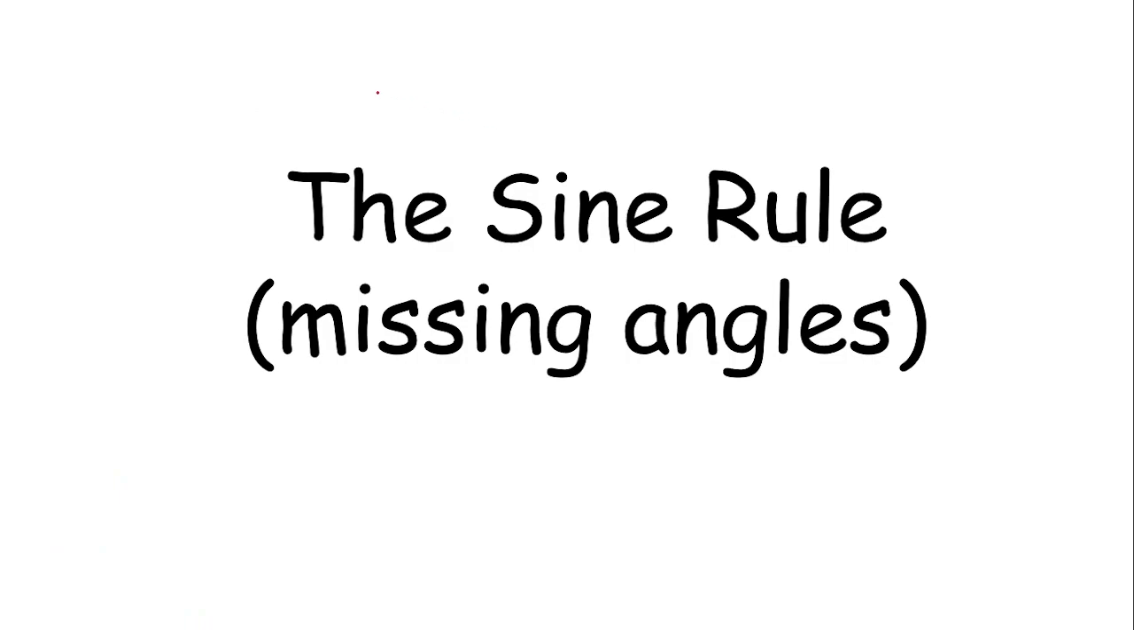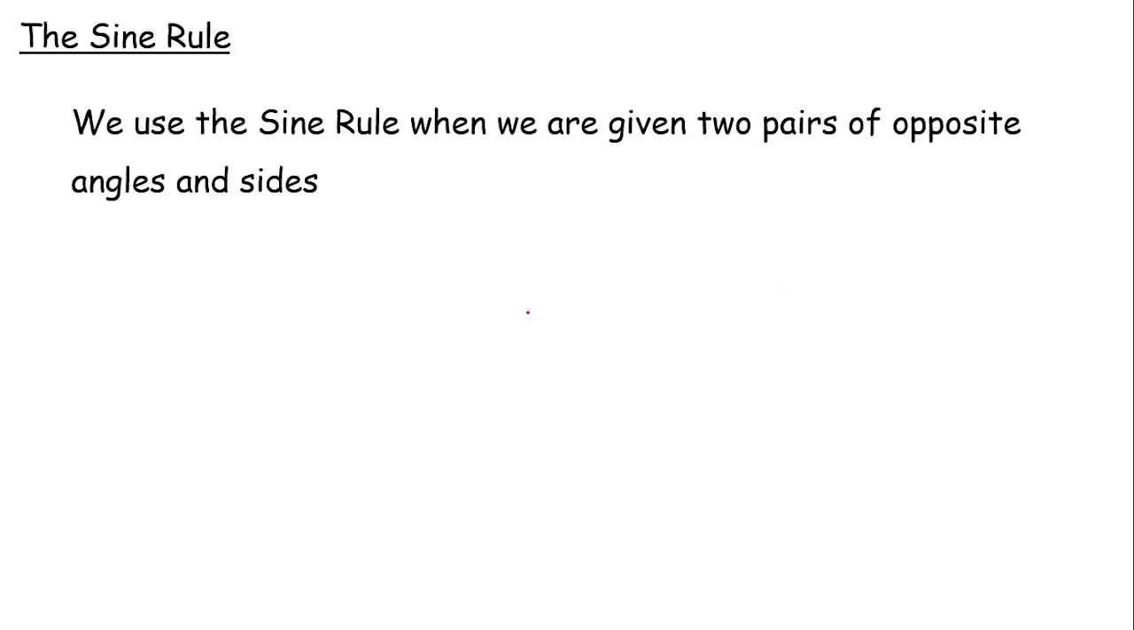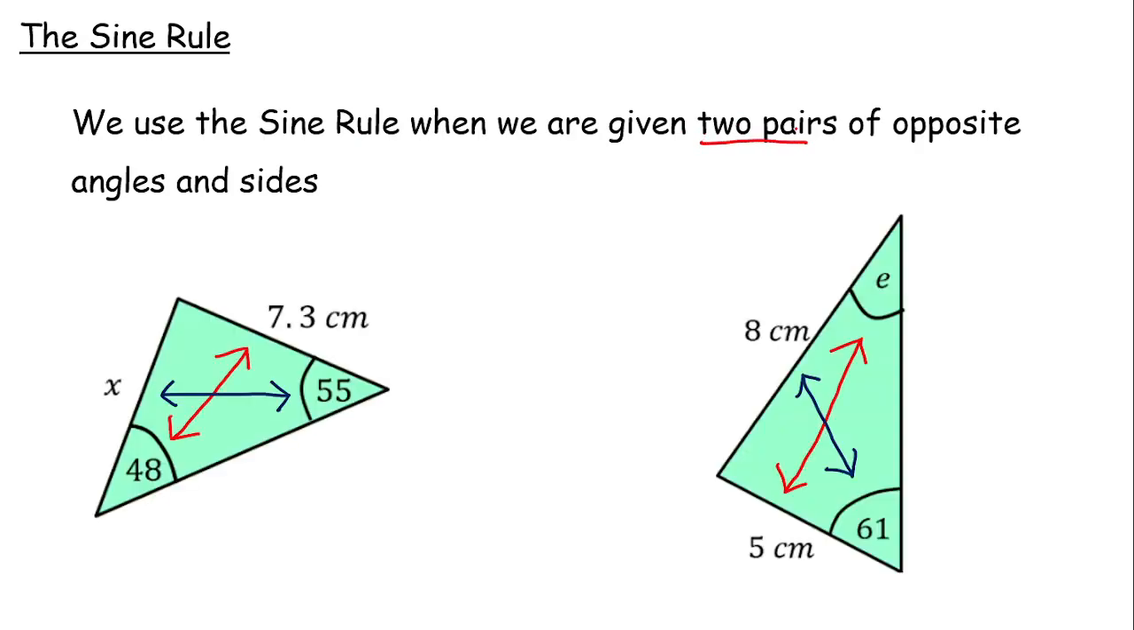Okay, so this video, again, looking at the sine rule, but this time we're looking at missing angles. So the previous video we looked at missing sides, we're now on to missing angles. But just to really quickly recap, and we saw this on the previous video, just a few slides. Again, just to make sure, we use the sine rule when we're given two pairs of opposite sides and angles. So this stuff down here below.